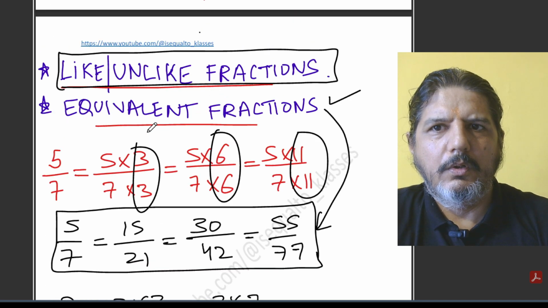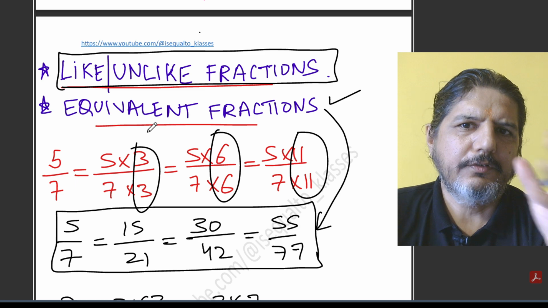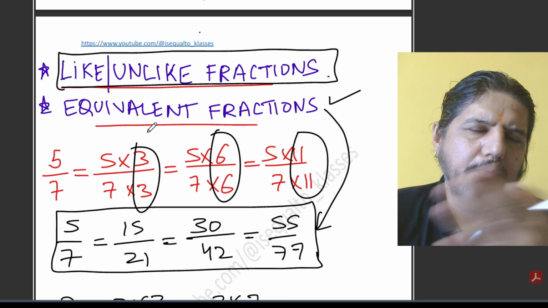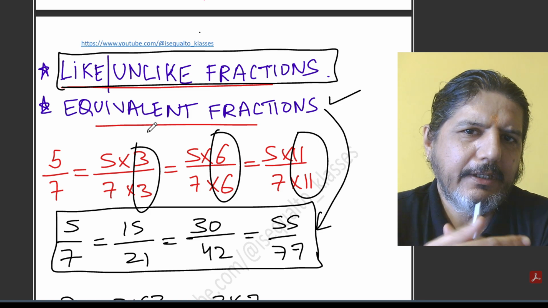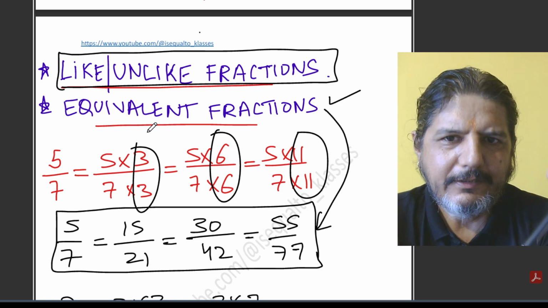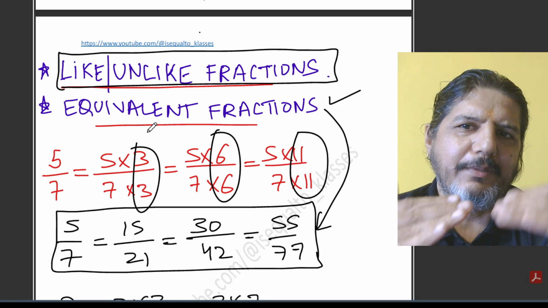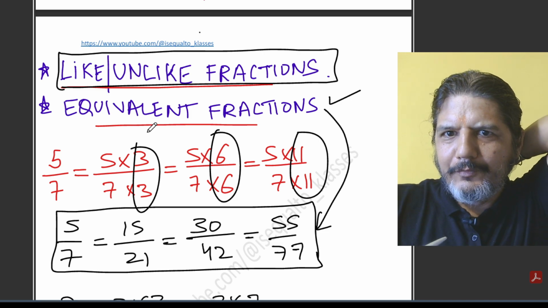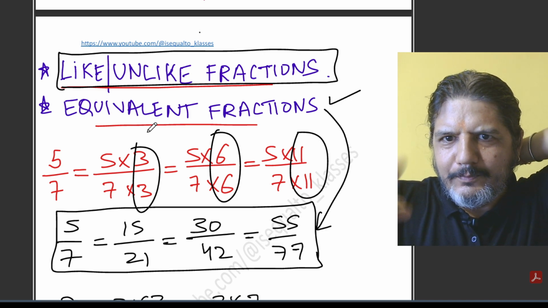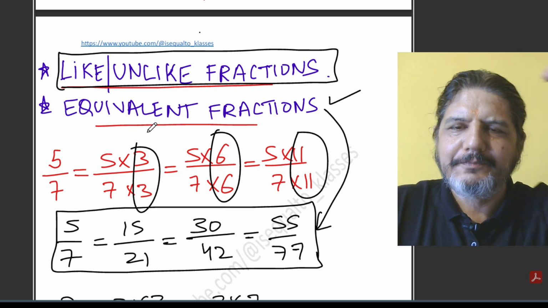So like fractions, unlike fractions, equivalent fractions. I'll add a few questions on like, unlike and equivalent fractions in the PDF, so please have a look at that also. As I've tried to tell you again and again, please practice these concepts as much as you can. This might be a bit long video, but try to spend some time on this very important topic.